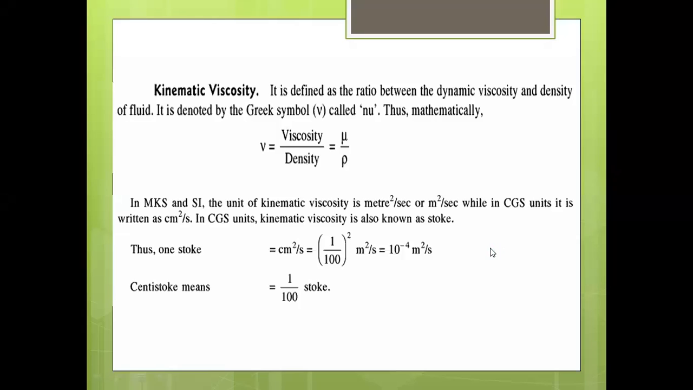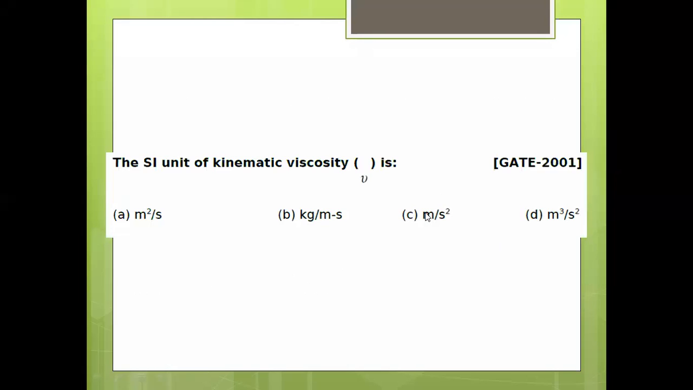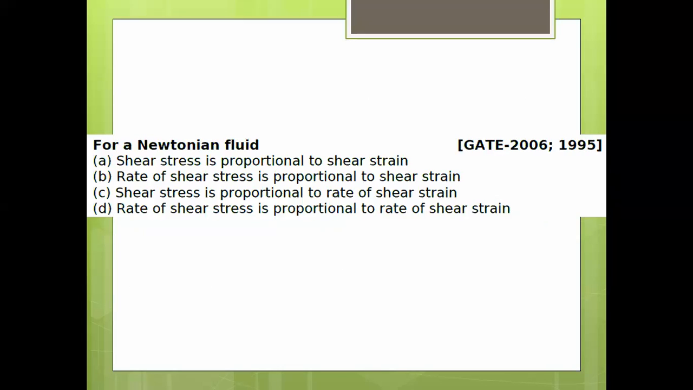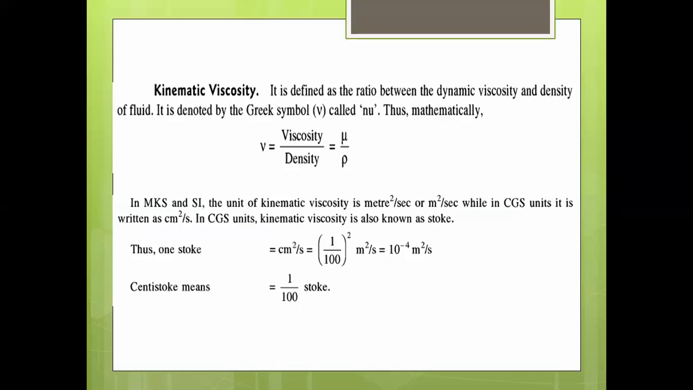In the previous lecture, we covered up to kinematic viscosity, and I think we have solved this question, the SI unit of kinematic viscosity. Have you gone through this question or not? I think we have seen this question, but on the kinematic viscosity, here we have seen what is kinematic viscosity.